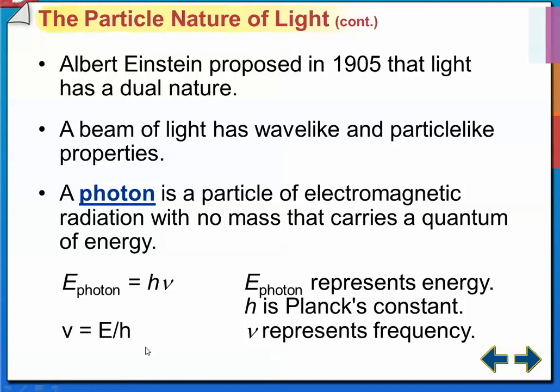And we can rearrange this formula also. If we know the energy, we can use that to find the frequency. So there are only two variables here. Planck's constant is a constant; it doesn't change. So we have the energy and we have the frequency. Energy depends on frequency: higher frequency, higher energy; lower frequency, lower energy.